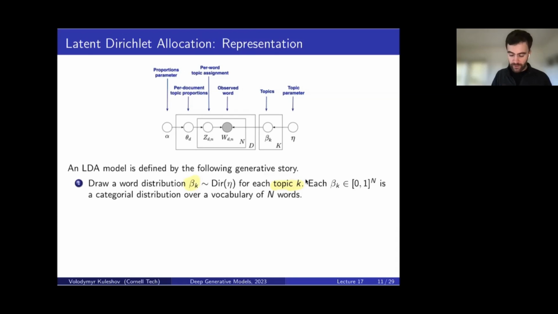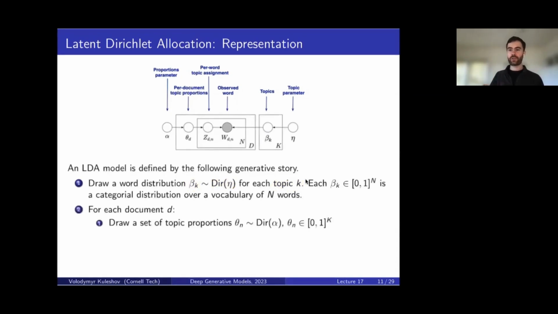And by the way, this beta is a vector of probabilities over words. So it's a categorical distribution over a vocabulary. So the beta tells us the probability that this word occurs in this topic. And yeah, this is a categorical distribution, and it's drawn from a Dirichlet. Don't worry if you don't know what a Dirichlet is. Just think of a Dirichlet as a distribution over categorical distributions. That's really what it is. It's a distribution over categorical distributions. So we draw a categorical distribution beta for each topic, and now we generate the documents.